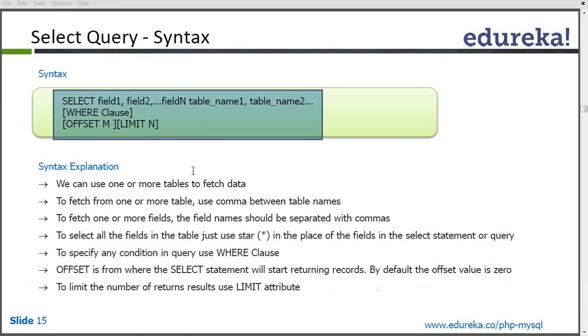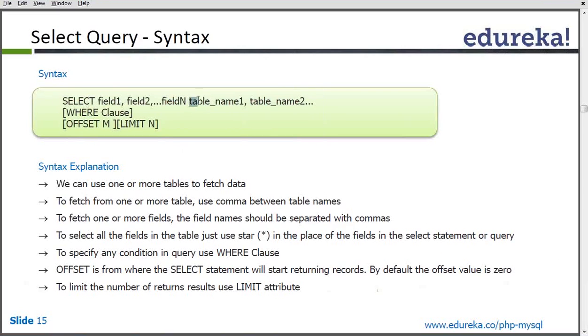So here are some of the explanations that I have already given. We can use one or more tables to fetch the data. To fetch from more than one table, use a comma between table names as given here. So it will be called joining of two tables. To fetch one or more fields, the field names should be separated with commas. If we want to select all the fields, then we simply give star rather than the comma separated field names. To specify any condition, we will use the where clause.